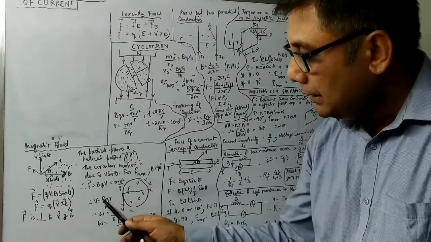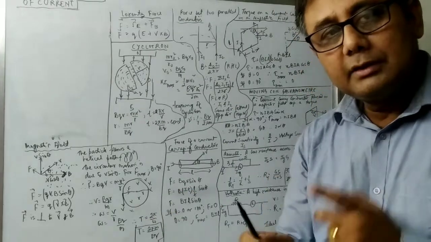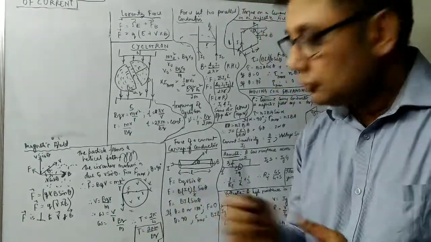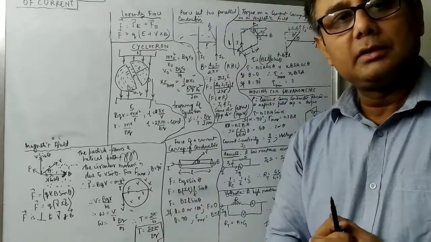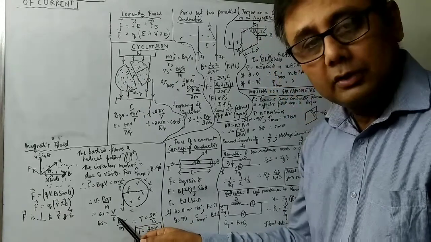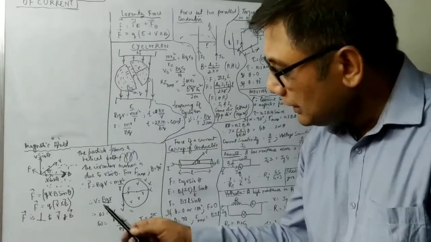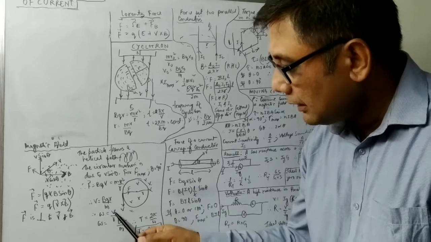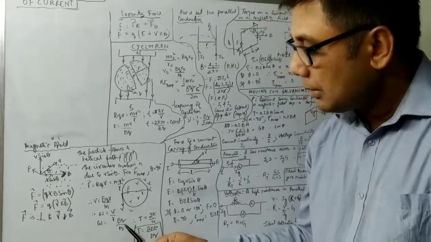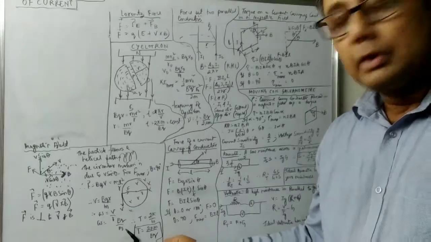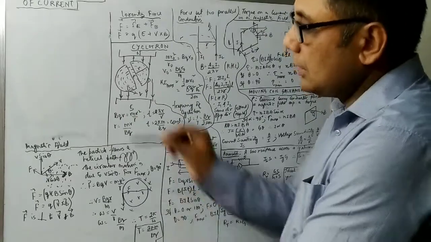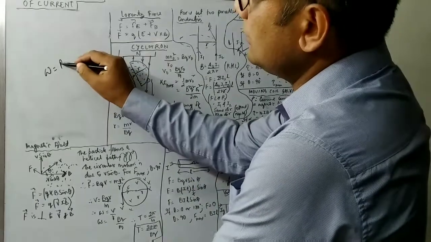V equals BQR by M. Now B, Q and M are constant for a particular particle, so the radius will be variable. So the more the radius, the more the velocity. And we know angular velocity is V by R. So putting the value of V here, R will cancel. So we are getting the angular velocity as BQ by M. So the angular velocity of the charge moving in a circular path is BQ by M.